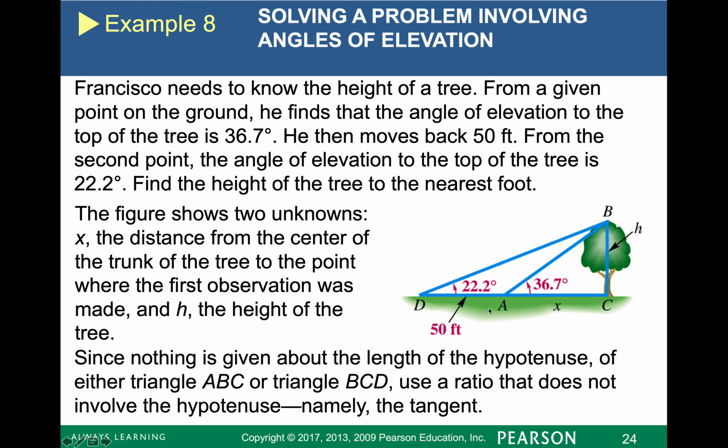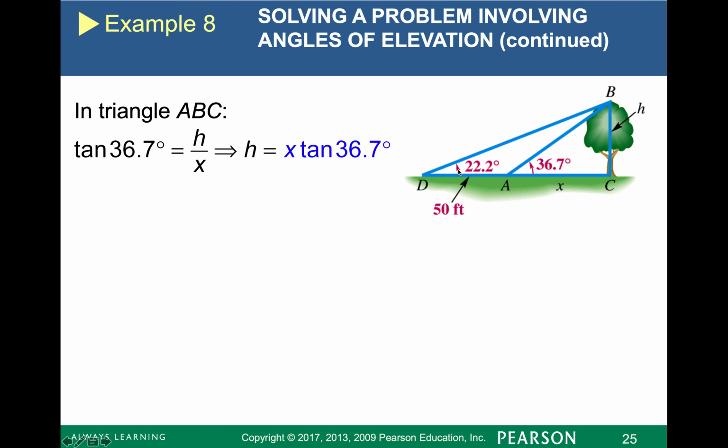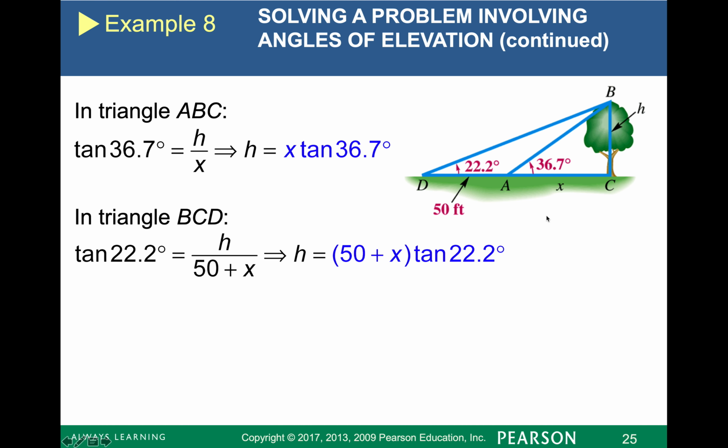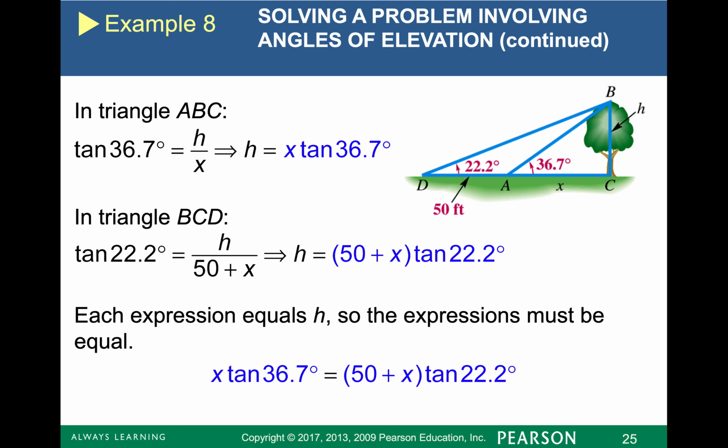Since nothing is given to me about the hypotenuse of either triangle, I need to use a ratio that doesn't use the hypotenuse, which would be good to use tangent because I know this 50, I know this angle. So since I know these two things, I could find this. So that's exactly what I'm going to do. I'm going to try and find the information that's missing. So if I have the tangent of 36.7, that would be h over x. And then I can work from there.